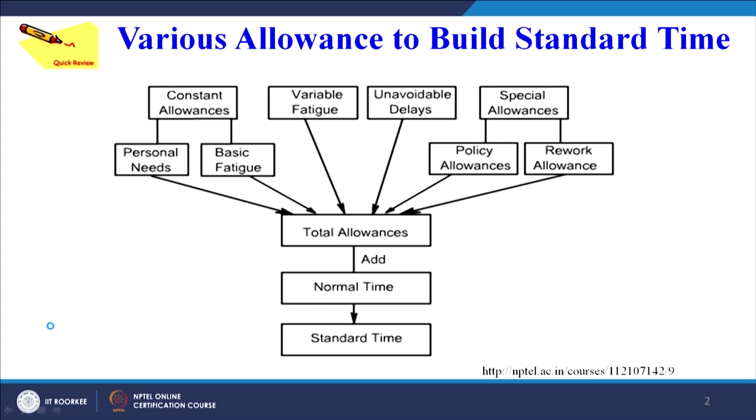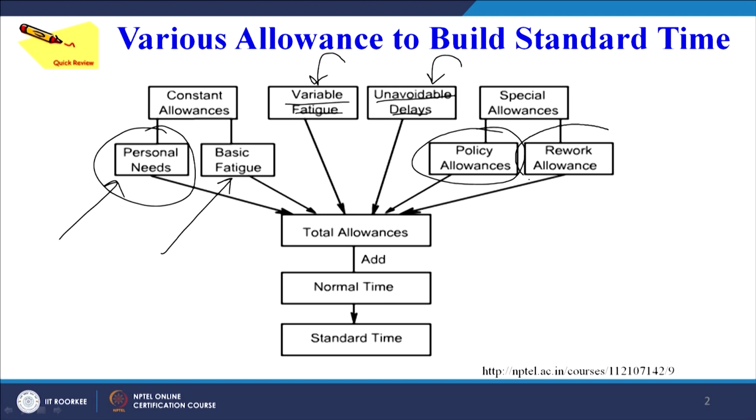Just to revise what we covered in the previous session, this was the slide which we have already seen. There are different types of allowances. We give allowances for personal needs such as drinking water or washing hands. Then we give allowance in terms of time to overcome the basic fatigue. Depending upon the type of work being done, there can be variable fatigue also caused to the worker. Then there are unavoidable delays, which also have to be accounted for in the allowances. Then there are special allowances that we saw in the previous session, policy allowance and rework allowance.